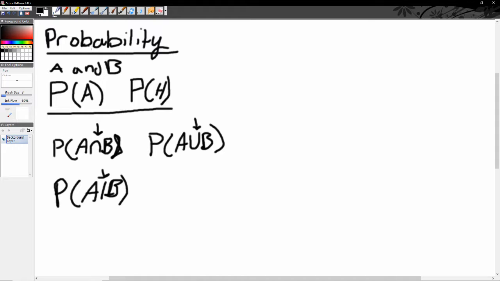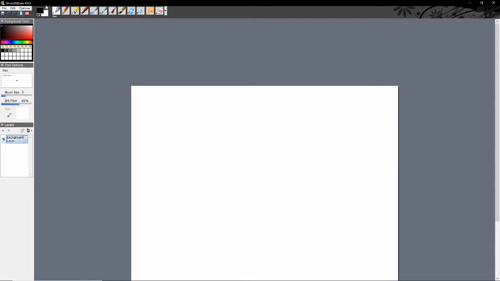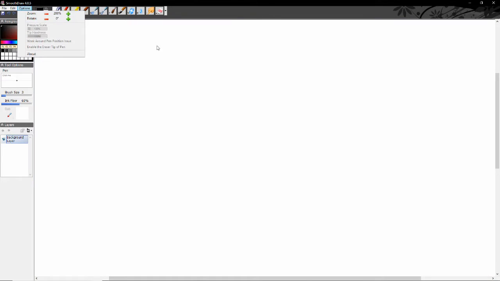So now what we're going to do is go over the different types of probabilities with two different events that IB looks at. So the first type is what's called combined events.